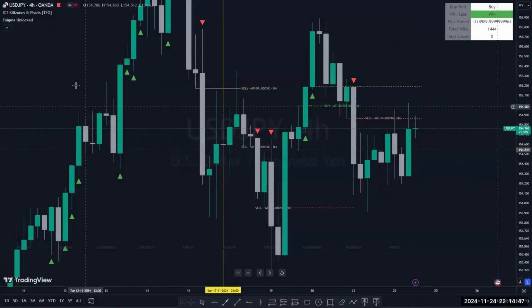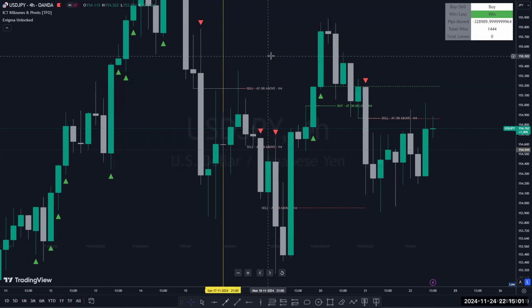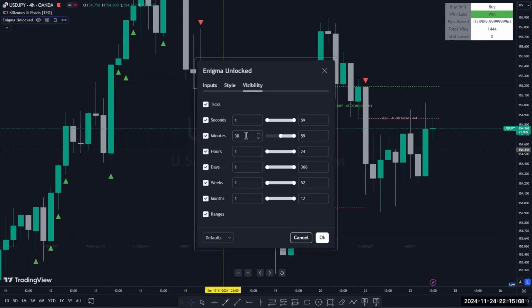Welcome back, guys, to another video, and this is part 2 of Enigma Unlocked. It's the new indicator out on the market right now. It's completely free. You can find it in TradingView by going to your search bar into the indicator menu and type in Enigma Unlocked. I would suggest to use the following settings.